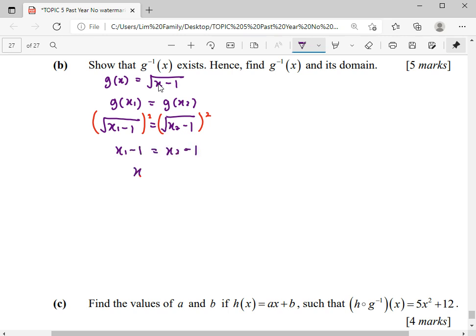Then we move the 1 to the right hand side, and you will notice that x1 equals x2. When we get x1 equal to x2, from here we can show that this function g(x) is one-to-one. Therefore, our g inverse exists.